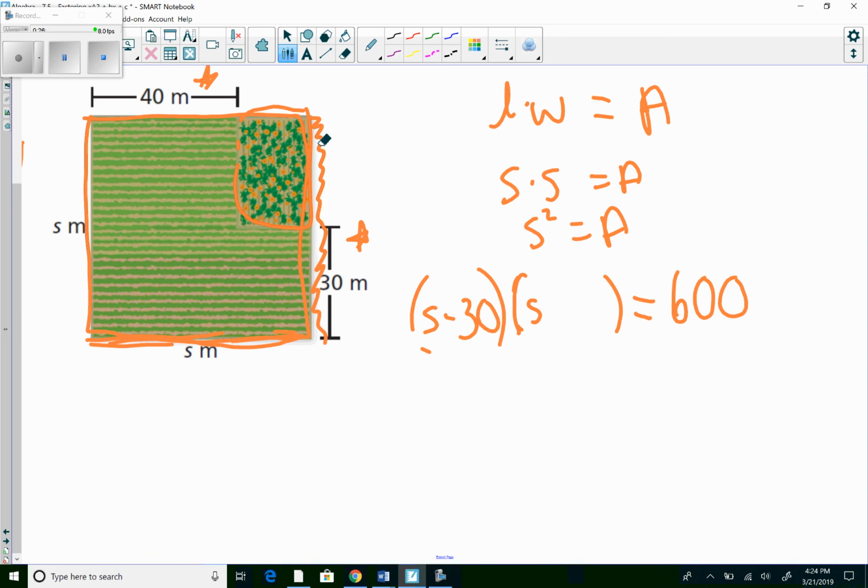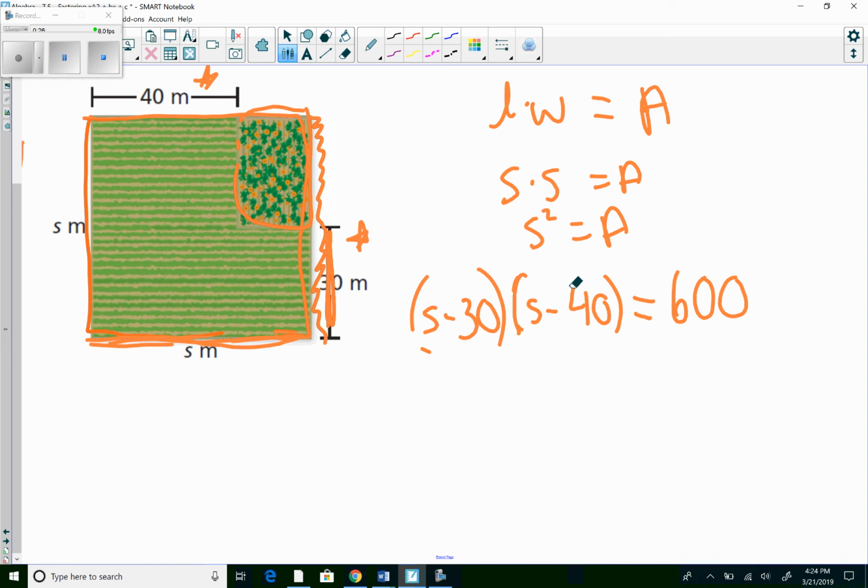So the entire thing is S, and then we know that this distance right here that doesn't include the pumpkin patch is 30, so we have to take that 30 away. Same thing with the other side: S units minus 40. Okay, so now that we've got this set up, that's step number one.